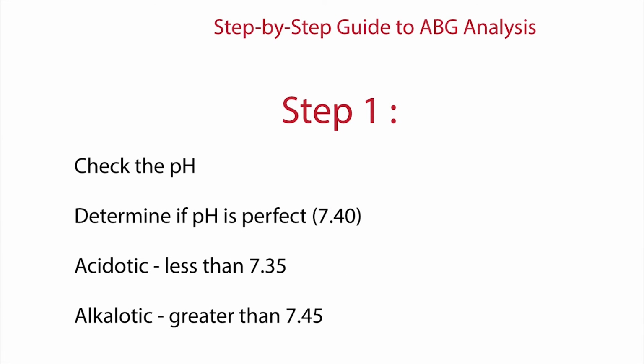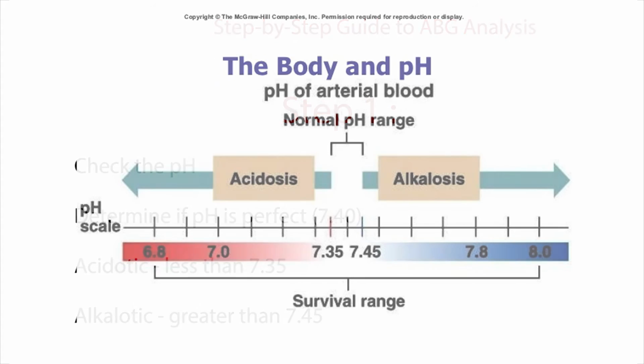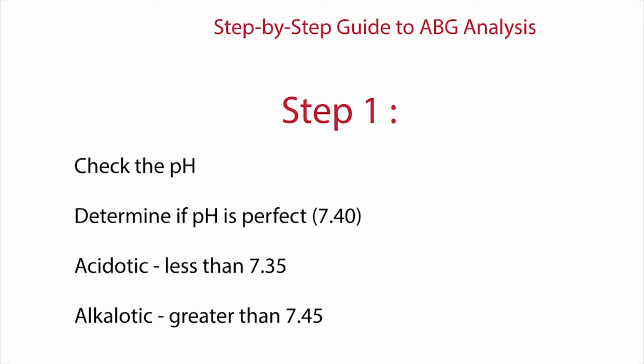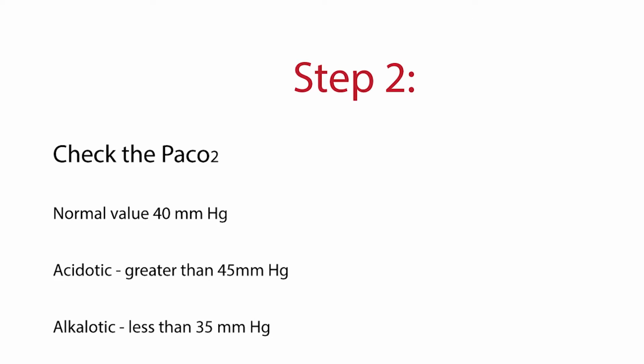A systematic analysis is critical to the accurate interpretation of ABG values to determine the origin of acid-base imbalance and level of compensation. Step 1. Check the pH. When there is a perfect balance of acid and buffer, the pH is termed neutral or perfect. If it is abnormal, identify whether it is on the acidotic side, less than 7.35, or alkalotic, greater than 7.45, side of the normal.